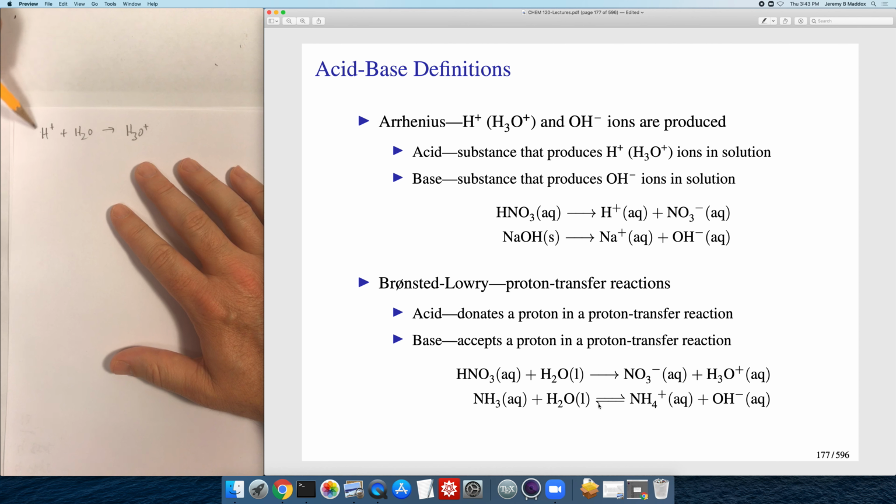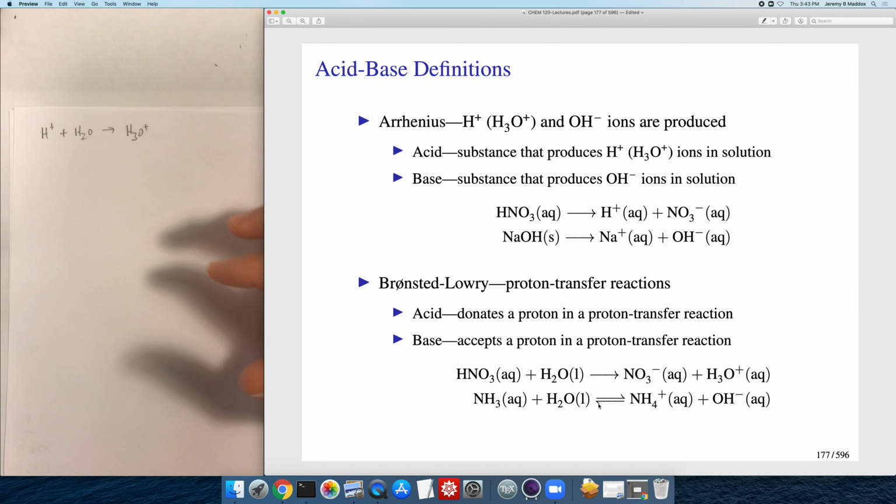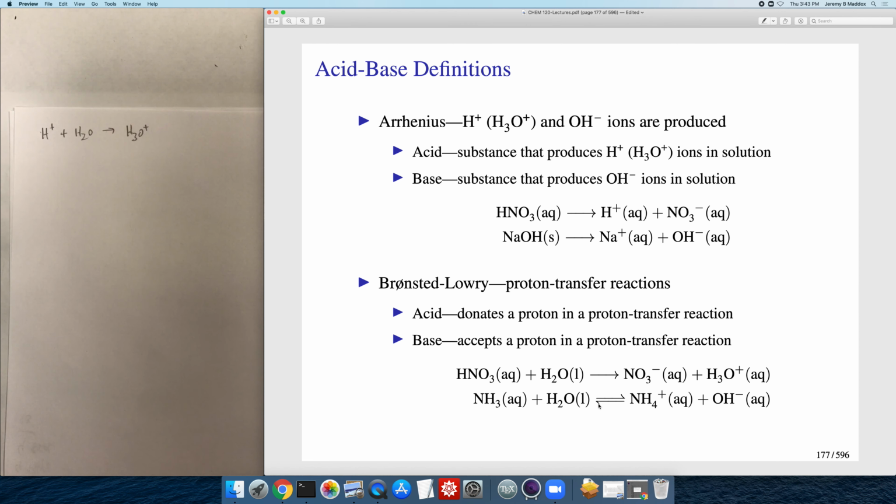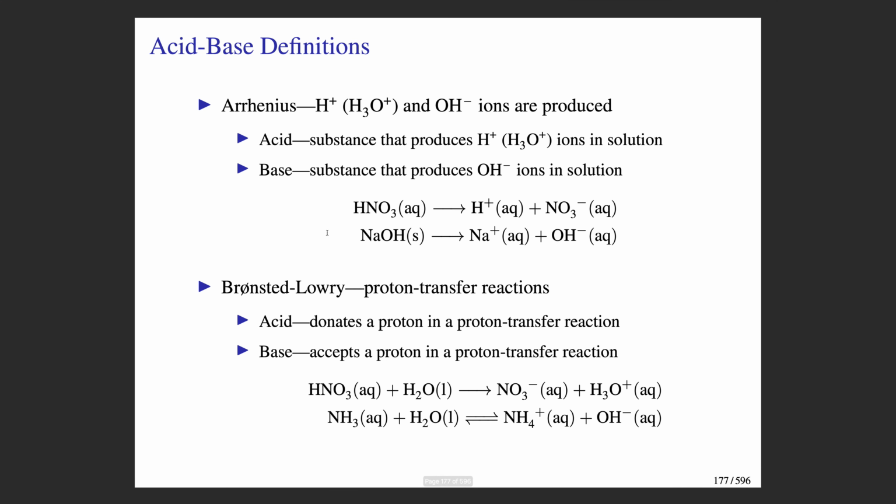And so in this sense, H plus and hydronium are essentially the same thing in solution. You'll never find a bare proton by itself in solution, or at least not for very long. Rather, you'll always find the hydronium form. So you can actually use the proton and hydronium interchangeably. They essentially mean the same thing. So according to Arrhenius, an acid is a substance that produces hydronium ions in solution. A base is a substance that produces hydroxide ions in solution.